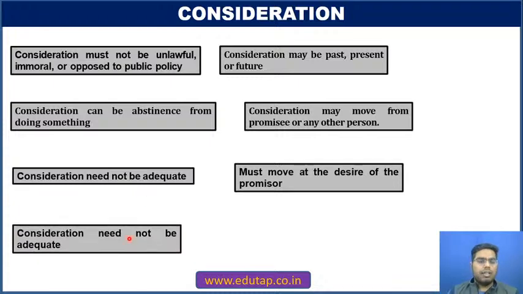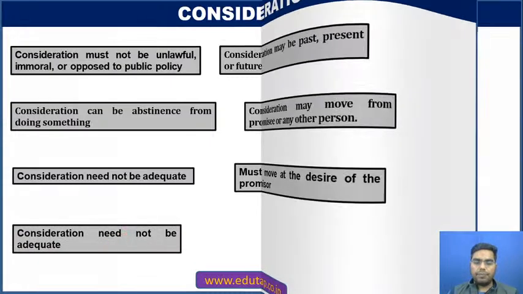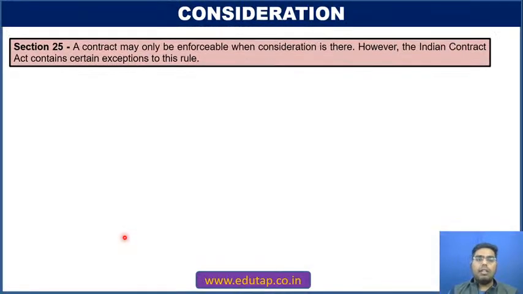This point has been repeated by mistake. Clear? A contract may only be enforceable when consideration is there. However, the Indian Contract Act contains certain exceptions to this rule. There are some general exceptions to the rule of consideration. Normally, it says that there should always be a consideration. When I gave the definition of contract, it was agreement plus legal enforceability, and in all agreements there should be a consideration. So a contract should also have a consideration. But there are certain exceptions, and those exceptions have been written in Section 25 of the Indian Contract Act. Now, what are the specific exceptions to the general rule?